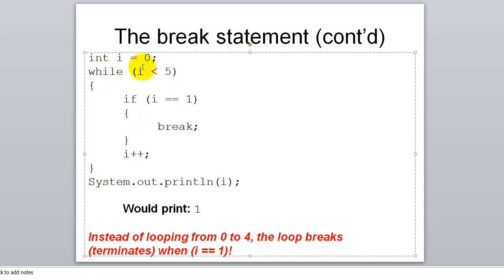Well, what if this was never true? Let's say I is 9. If I is 9, then while I is less than 5, well, that's not true, so we immediately skip that while loop and just go straight down here to the print line statement. And this stuff inside the loop never ran. So it's possible with a while loop that the inside will never run.